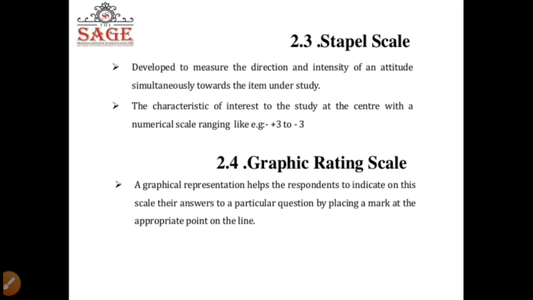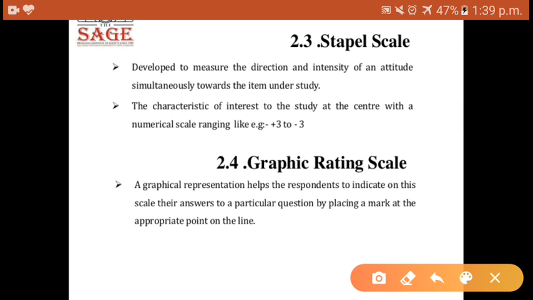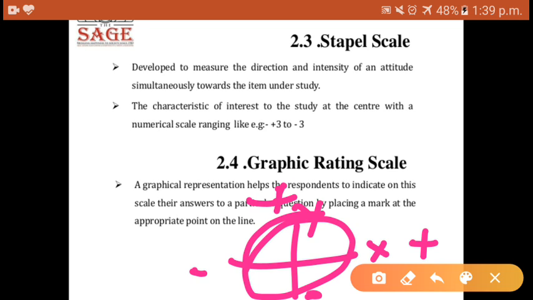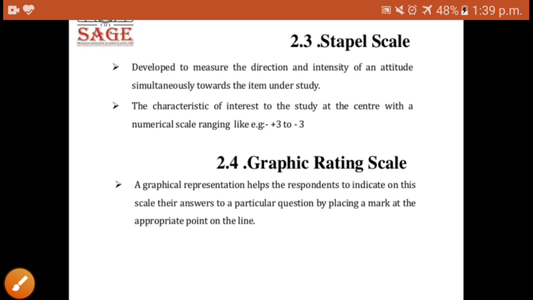Graphic rating scale. In a graphic rating scale, you are putting it on a number line. Sorry, how do you put it in a graphic? This is your x-axis, this is your y-axis, this is negative, this is positive, and this is also positive, and this is also negative. Now on this rating scale, where you place it is what your graphic rating scale is.